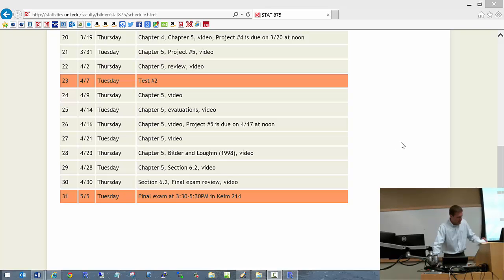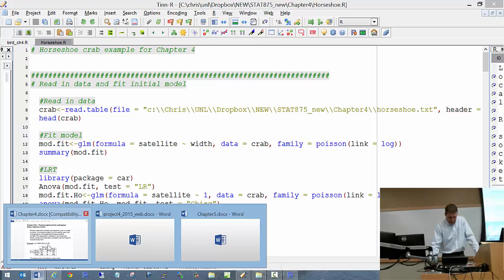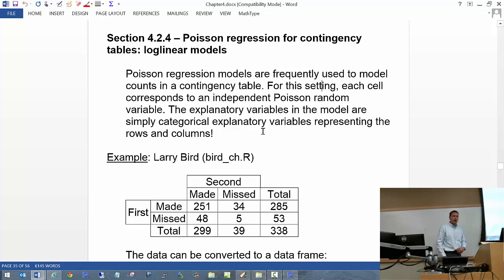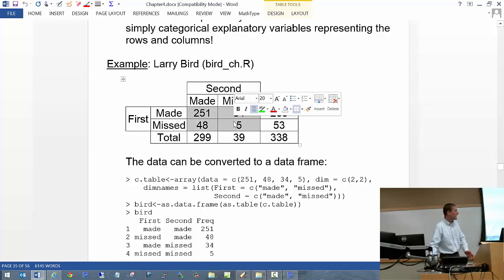We left off in the notes on approximately page 435. So we're talking about now how we can use Poisson regression models to model the counts of a contingency table. We have this very simple 2x2 contingency table with the Larry Bird data set. What I would like to do is model the log mean counts as a function of the row variable and the column variable.